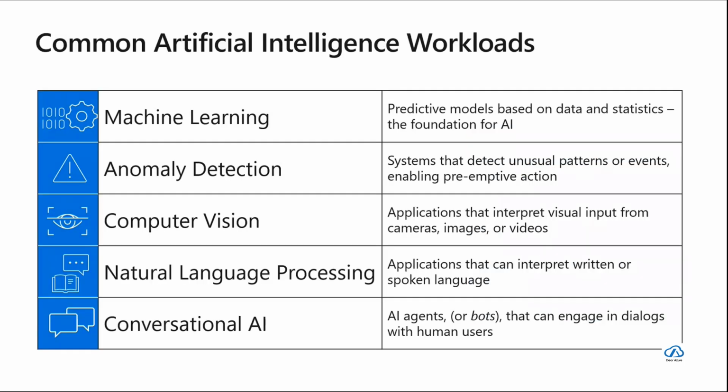stuff. So the common AI workloads which are available natively in Azure Machine Learning follow these 5 paradigms, right? So you have machine learning, wherein you will build predictive models, or your classification and linear regression models, on the basis of your data. This could be either supervised or unsupervised machine learning. So that is one workload.